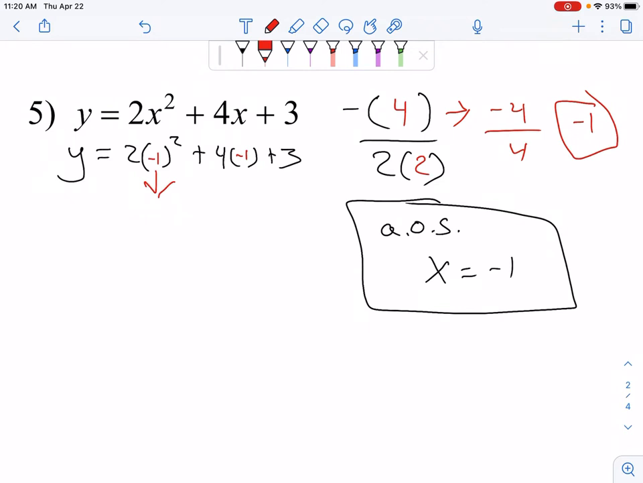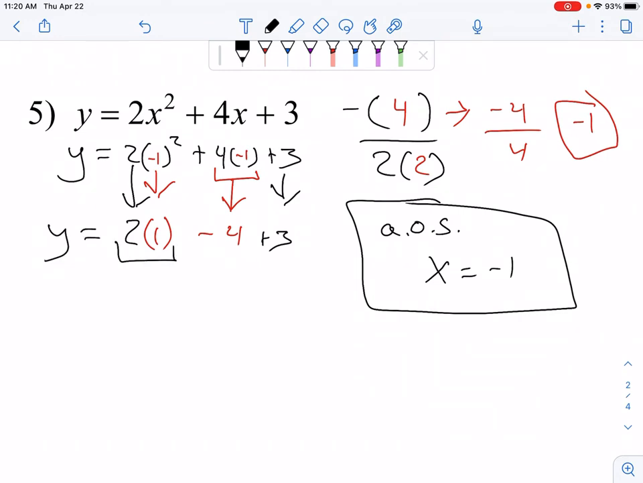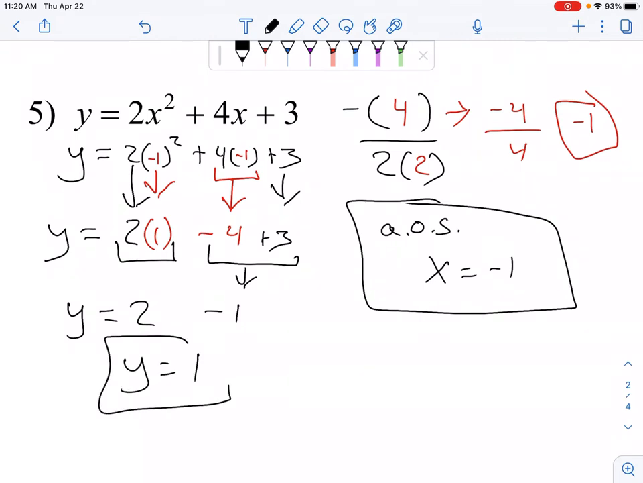So negative 1 squared is positive 1, and 4 times negative 1 is negative 4, and then I'm still bringing this 2 down. I haven't used that up, and I'm still using this plus 3. I'm going to multiply these together to make 2. 2 times 1 is 2. And I'm going to put these together to make negative 1. And then 2 minus 1 is 1. So my vertex, x was negative 1, y is positive 1.